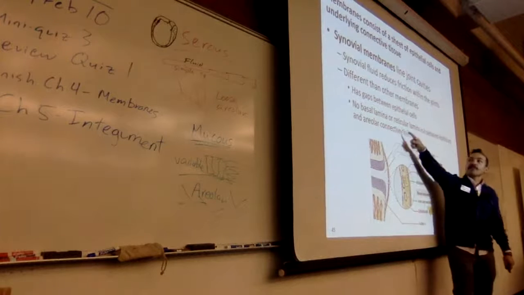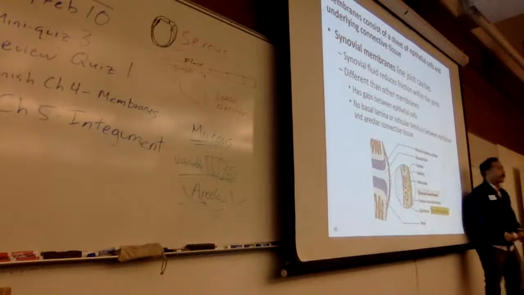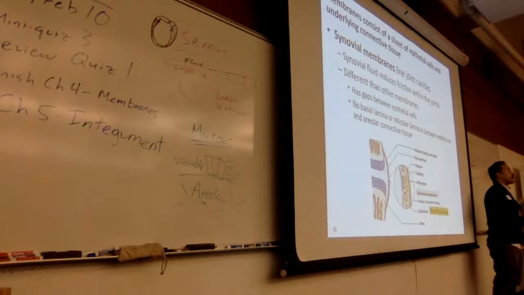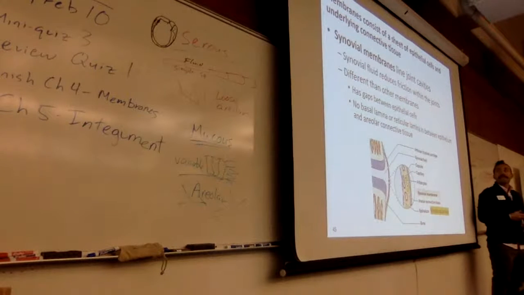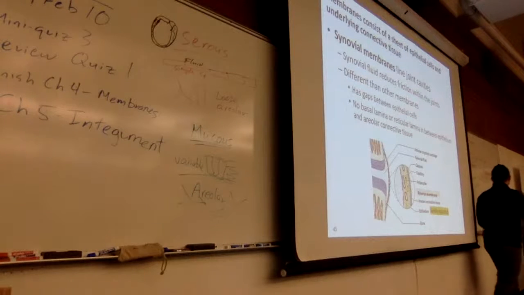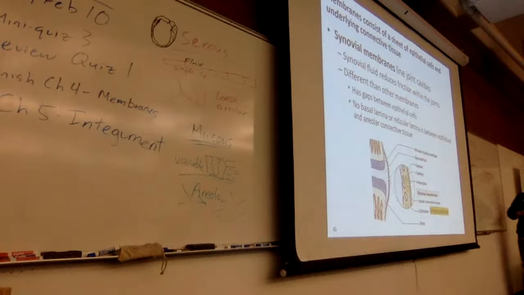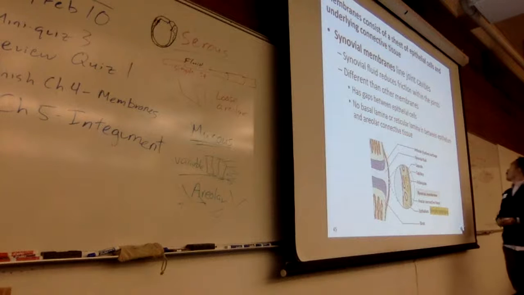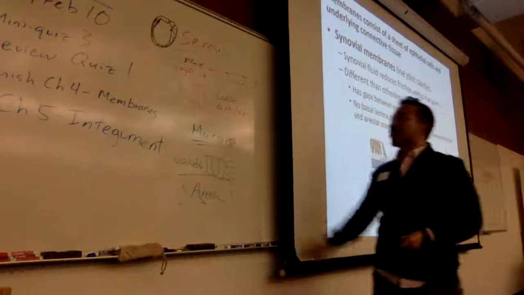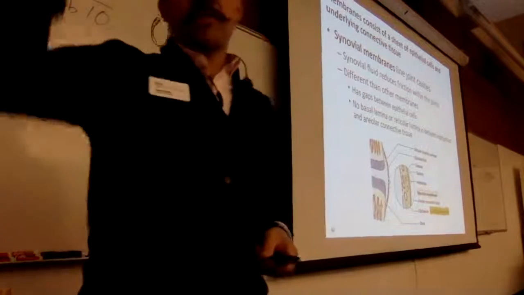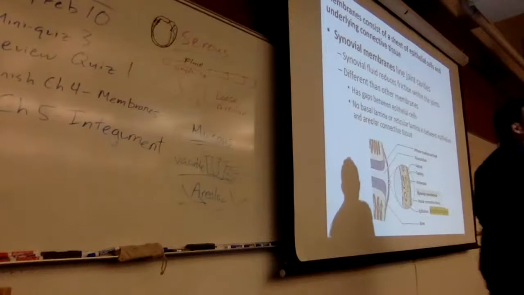Because of those gaps, there's no basal lamina. There's no basement membrane. Deep to the epithelium, to the simple squamous, you also have areolar. So you'll notice all of these membranes, they all have areolar in the deepest part, just deep to the epithelium. It's just with cutaneous, in addition to areolar, you've got dense irregular.